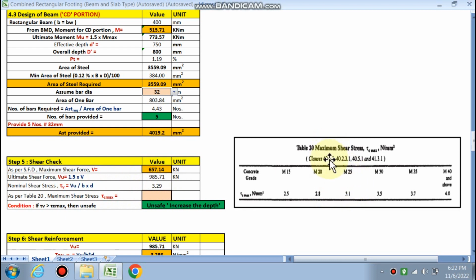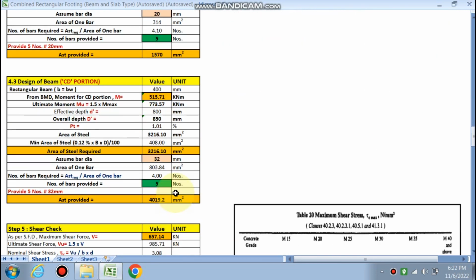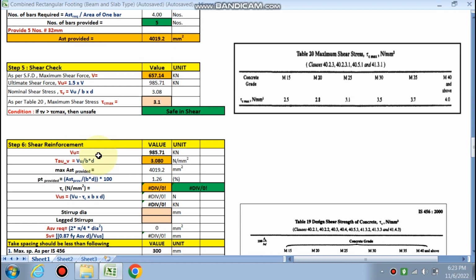For M25, we have to check the maximum shear stress, tau C max. So tau V should not be greater than tau C max in the ideal condition. If we take this as 3.1, this is unsafe, so increase the depth of the beam. If we have taken the depth as 750, it is not satisfied, we have to increase it. If we take 800 mm, then we check and this is safe, right, because when you increase the depth, the tau V value will be reduced, so tau C max is satisfied. So tau C max should always be greater than tau V, right.